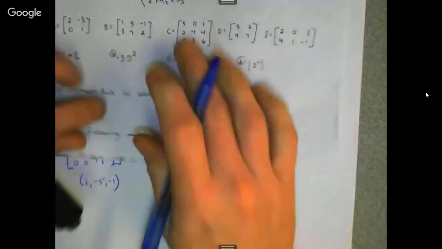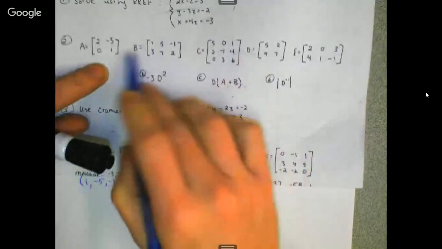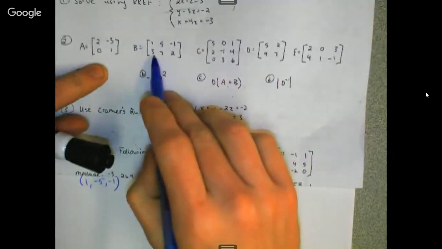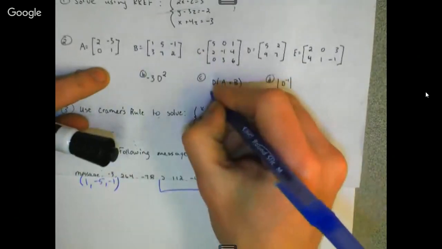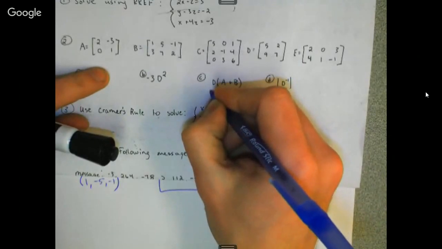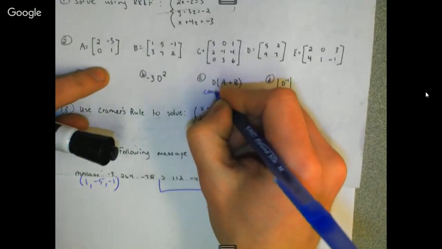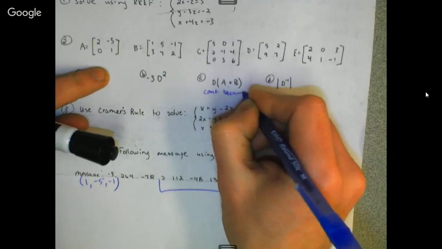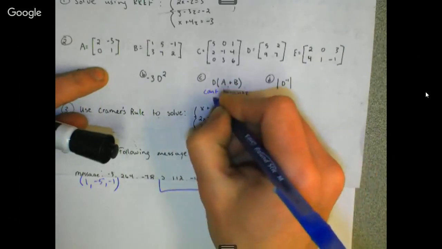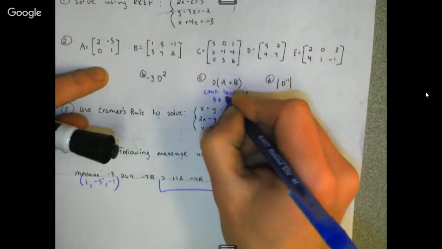Okay, C says we're going to take A times B, but if you notice, A and B are not the same size. So in this case, we'd say can't, because A and B are not the same size.